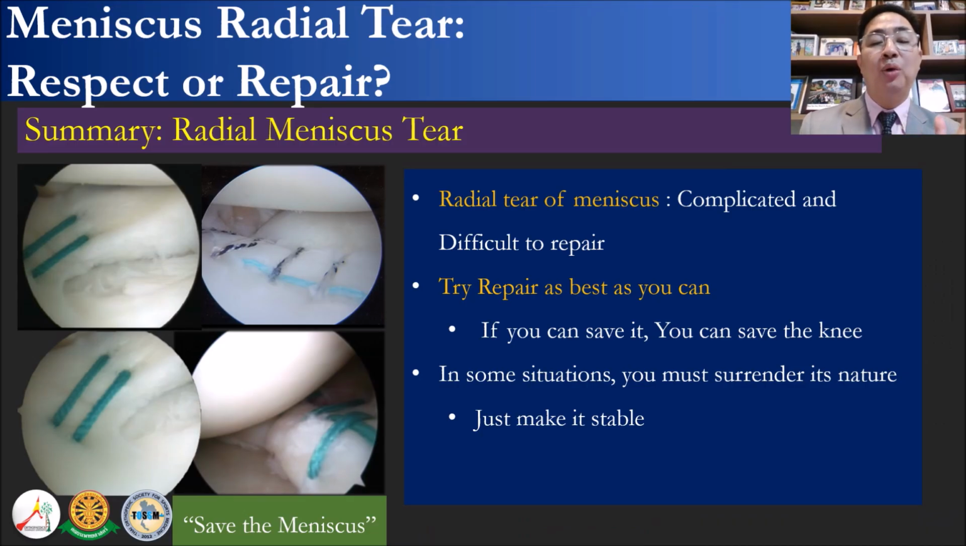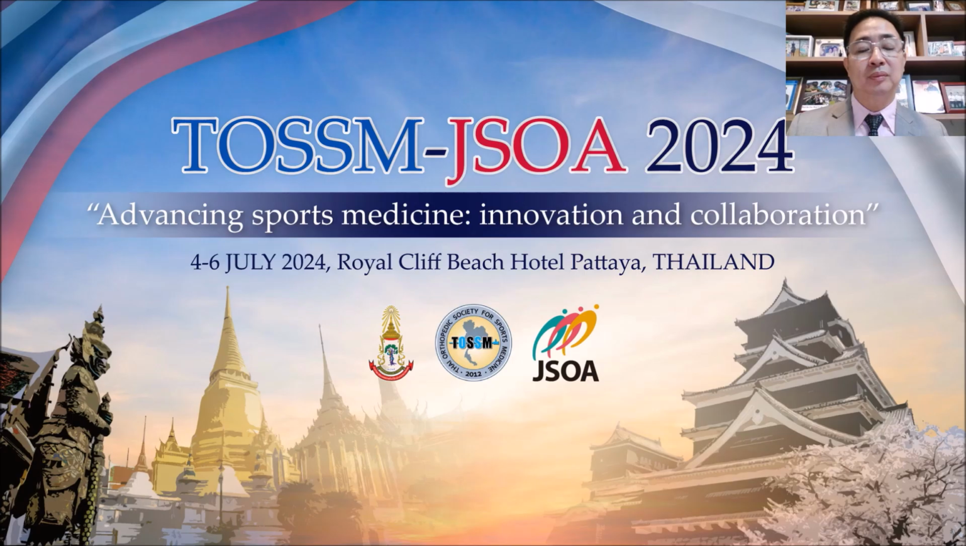So in summary, we all know that radial tear of the meniscus is not simple. It's complicated, difficult to heal, and difficult to repair also. So we should try to repair the meniscus as soon as possible. Early diagnosis is key to saving the meniscus, and you can save the biomechanics of the knee joint. But in some situations, you must surrender to its nature. Just make it stable.